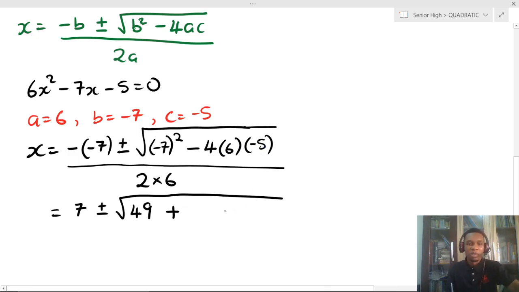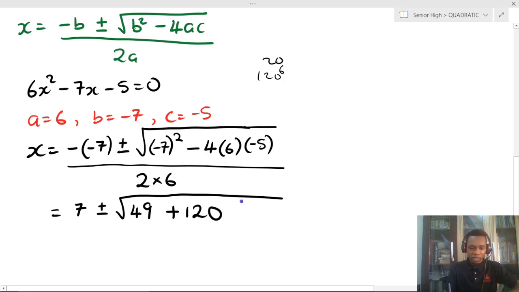Now let me bring in my calculator. Oh, don't worry, I can do it. 4 times 5 is 20 already. Now 20 times 6 will be giving us 120, right? 20 times 6 gives us 120. So we're having 120 here.